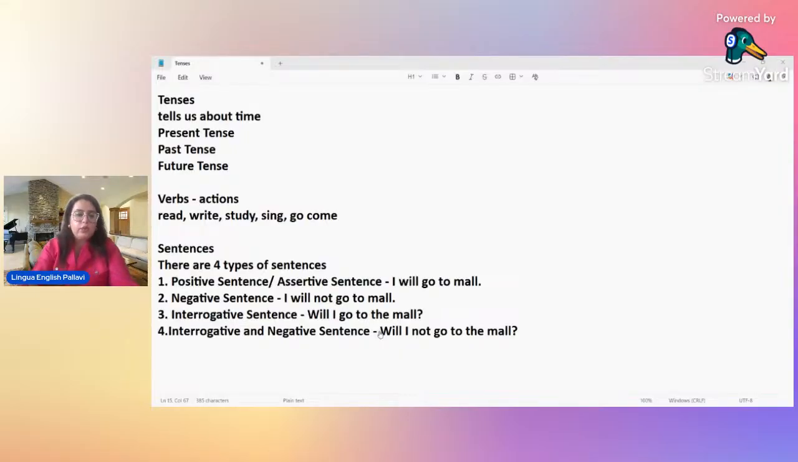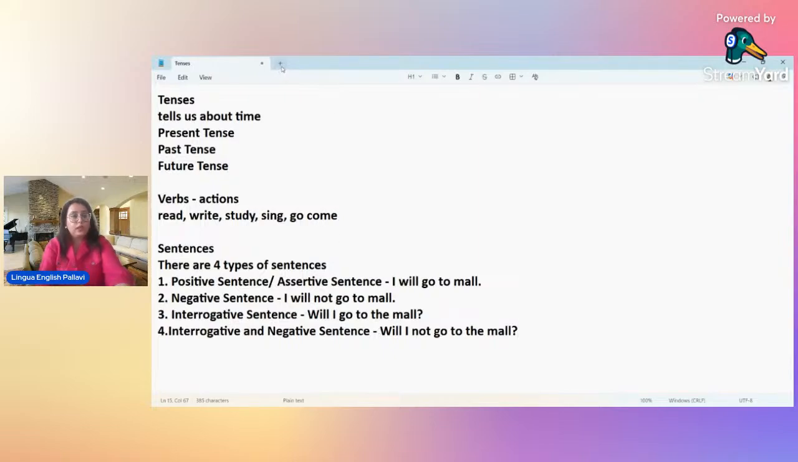Generally, I tell you, interrogative and negative sentences we don't use that much in English. We should know them, but we do not use a lot of interrogative and negative. So in this session, we will be learning three types of sentence structure: positive, negative, and interrogative, in order to learn our tenses as well. I will be telling you all the tenses in such detail that throughout your life, you will never struggle with tenses. Okay, so let's begin.